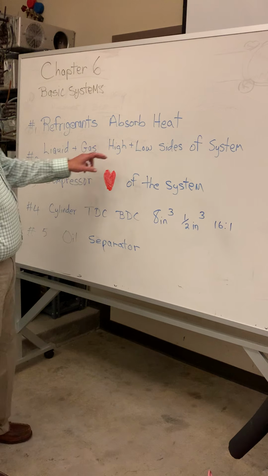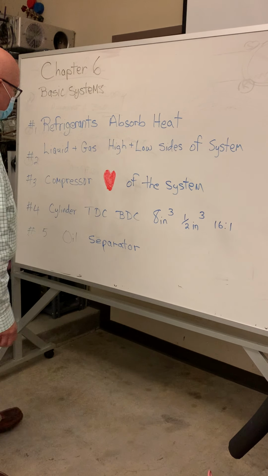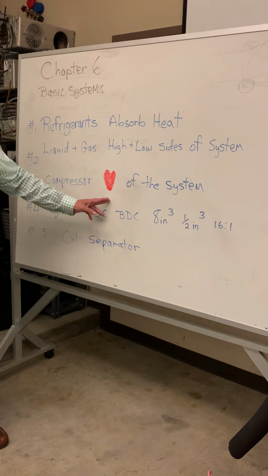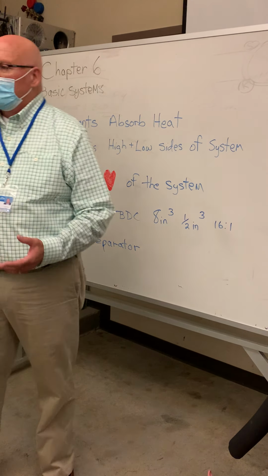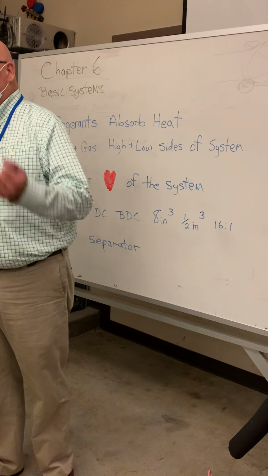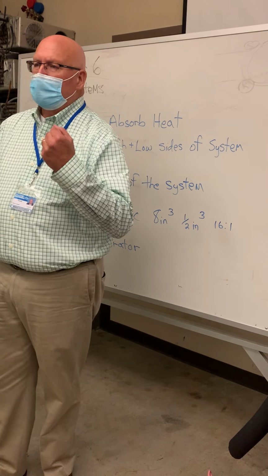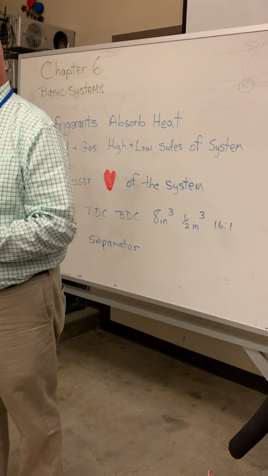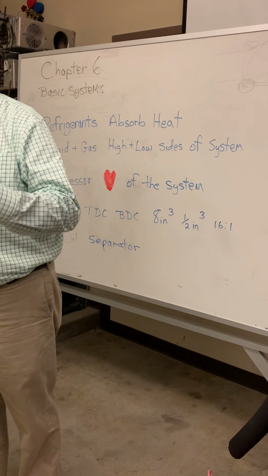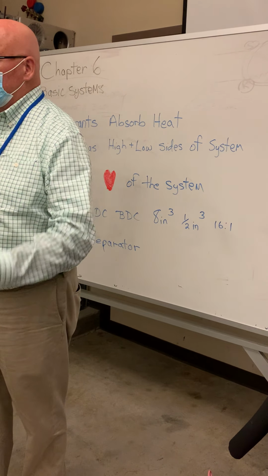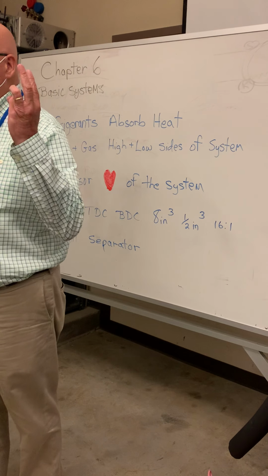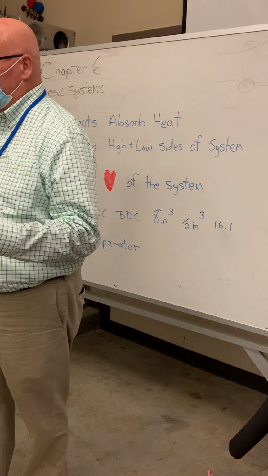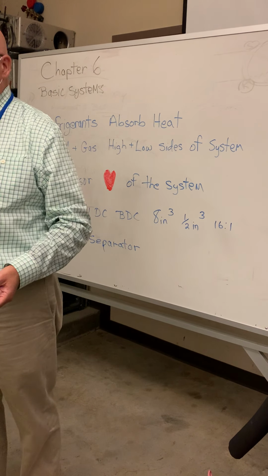So we have a high and a low side of the system. The heart of the refrigeration system is the compressor. The compressor is what's going to move that refrigerant throughout the piping circuit that contains the 4 basic components: the compressor, the condenser, the metering device, and the evaporator. Those are the 4 points right there. The compressor moves that refrigerant.